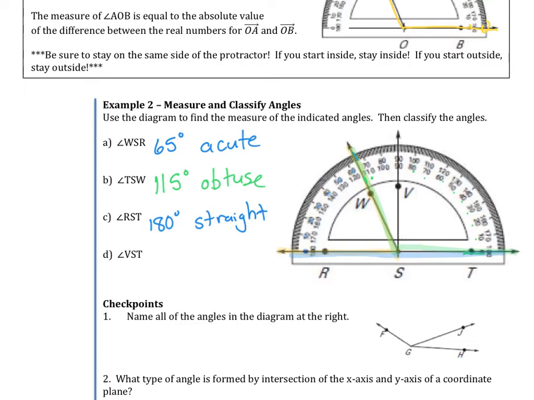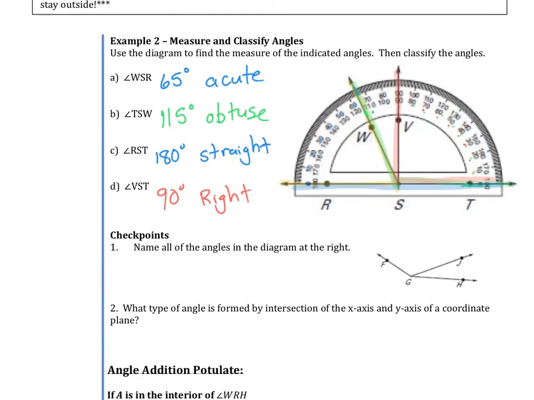And lastly, we have VST. So V to S to T. That red angle starts at 0, and then 10, 20, 30, 40, 50, 60, 70, 80, 90. So it goes up to 90 degrees, and this would be called a right angle. Because when it equals 90, it's a right angle. Less than 90, acute. More than 90, obtuse.